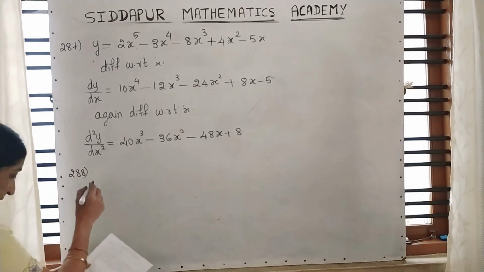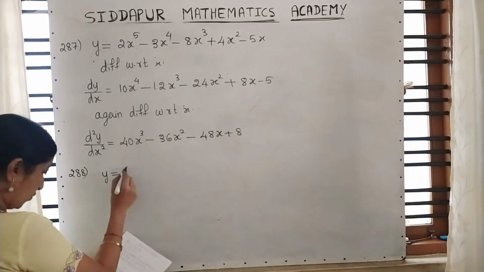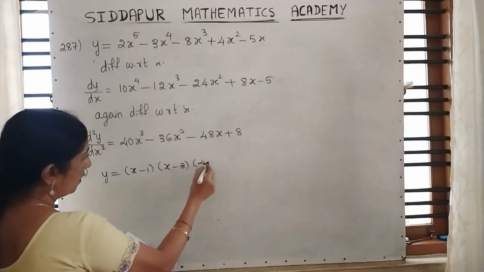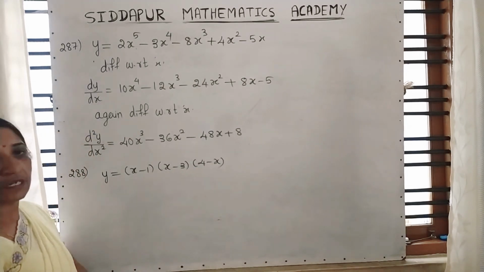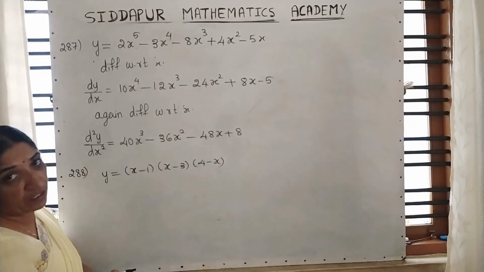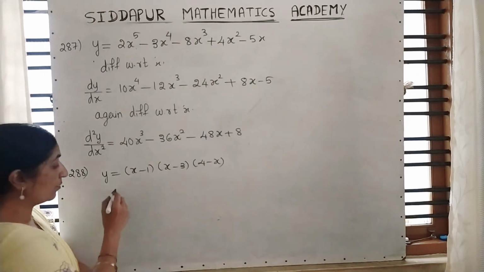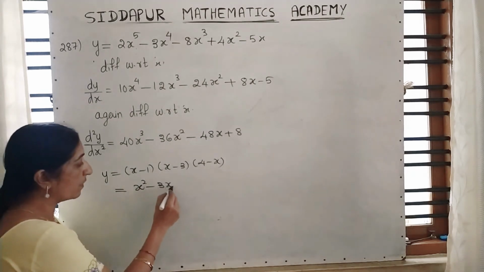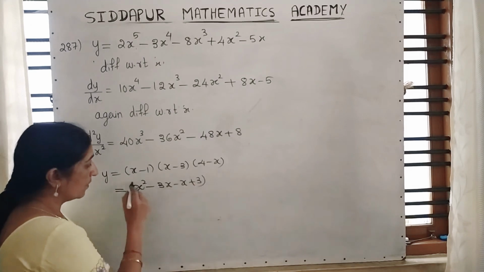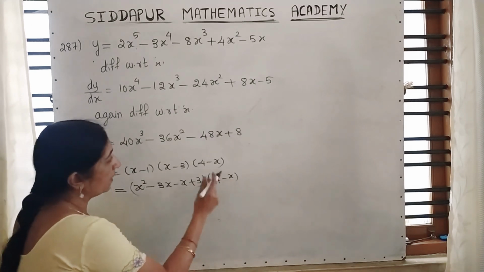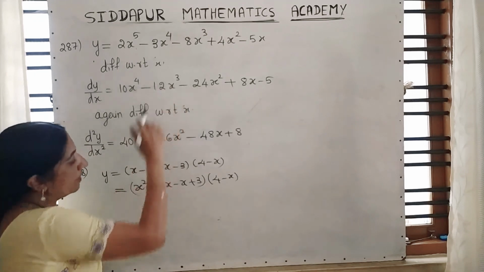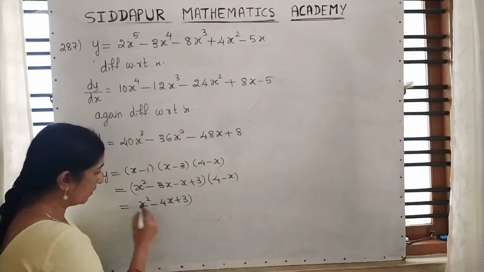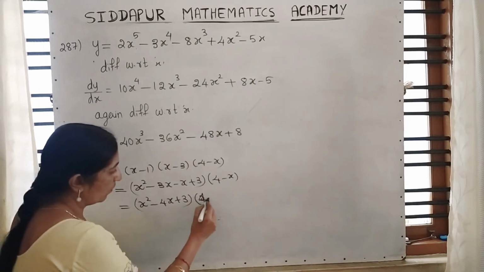Next. Y is equal to x minus 1, x minus 3, 4 minus x. Here, if you apply UVW, that is correct, but it gives you lengthy steps. That's why before differentiation, first multiply. Remove the bracket, multiply these brackets. When you multiply, you will get a polynomial like previous. x square minus 4x plus 3. It is 4 minus x.